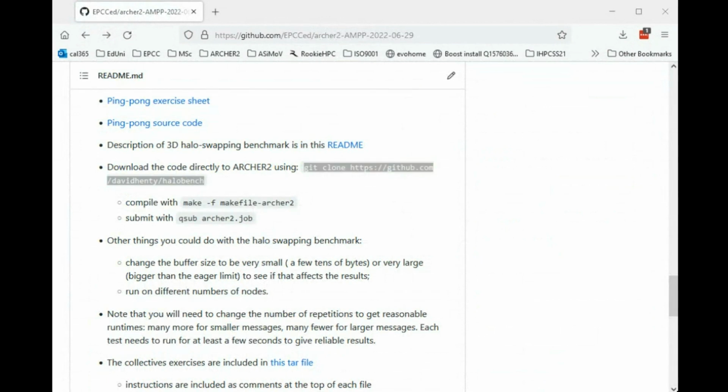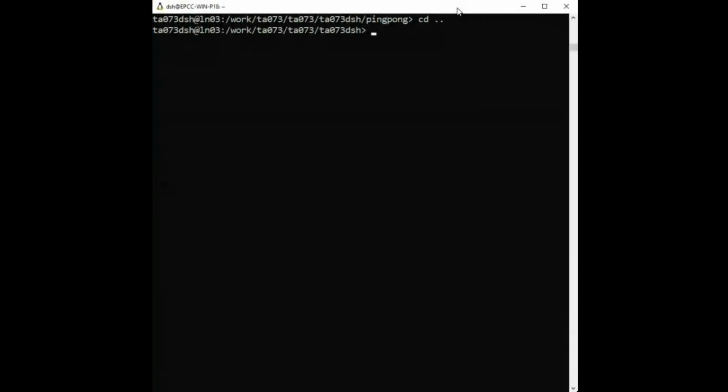So let's look at what we're supposed to do. I will now share my window. So that's my ARCHER2 window. Okay, it doesn't seem to want to cut and paste that. Give me a second. There we go.